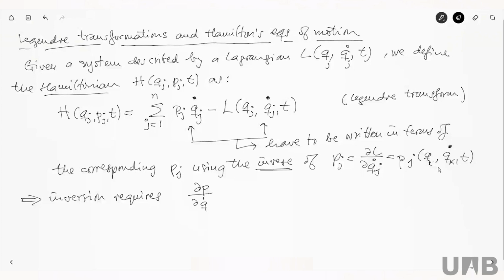But now we have more than one, right? We have n Pj's and n Qk's or Q dot k's. So there's going to be a whole bunch of derivatives of one of the P's with respect to all the other Q dots, right? So it's going to be the derivative of Pi with respect to Q dot j. So now we have a matrix. So what is the condition now for this matrix? So what is this matrix called?